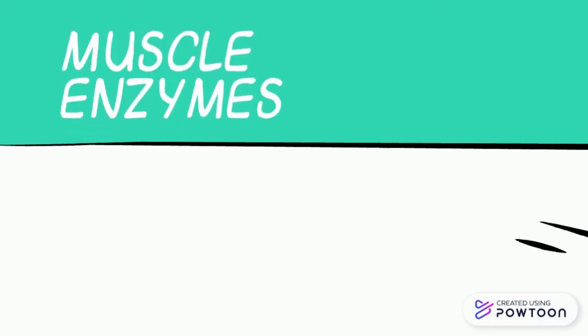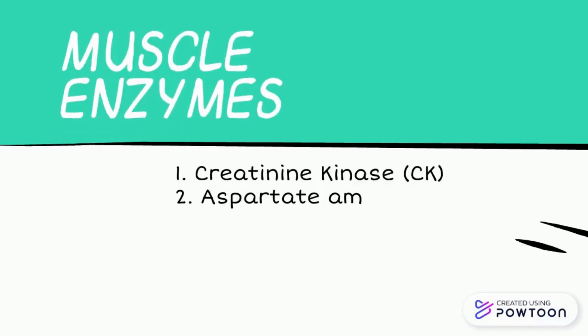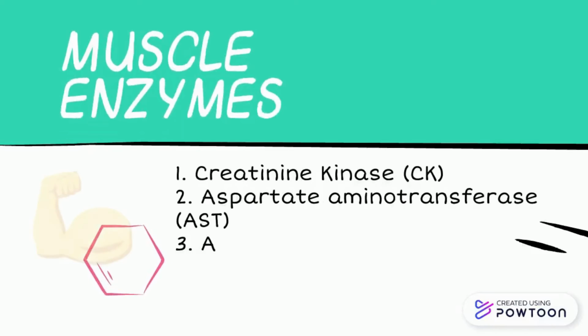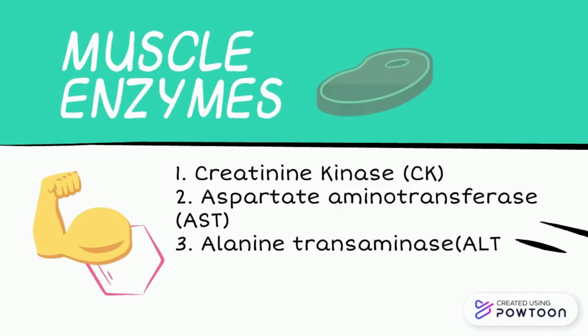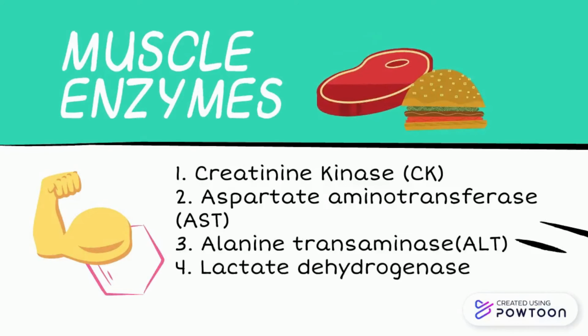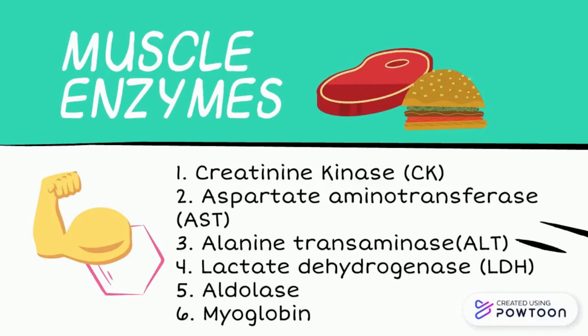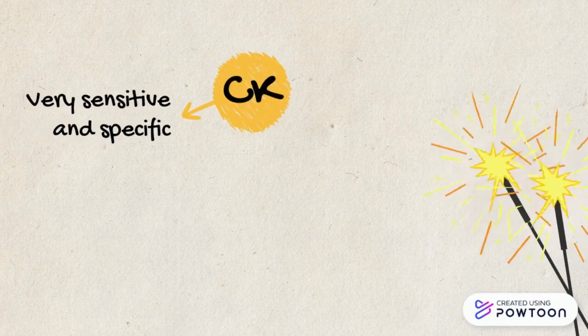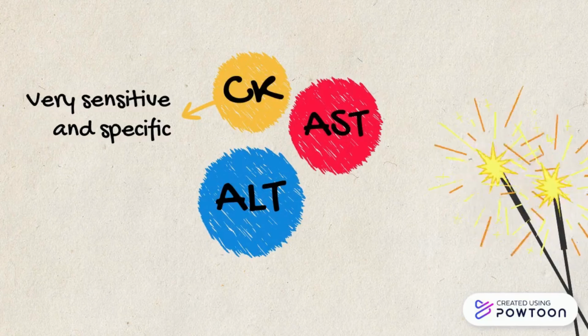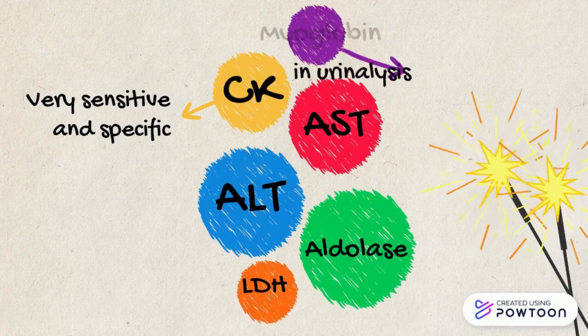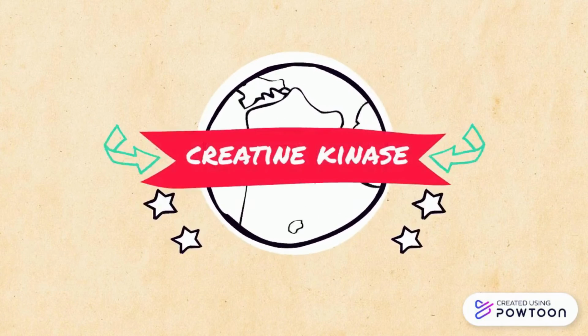Next, muscle enzymes. We have creatine kinase, aspartate aminotransferase, alanine transaminase, lactate dehydrogenase, aldolase, and myoglobin. Among all the enzymes, creatine kinase is very specific and very sensitive, whereas myoglobin is useful in urinalysis.